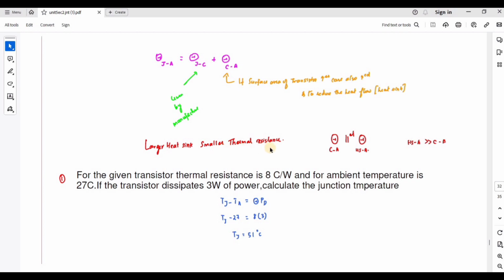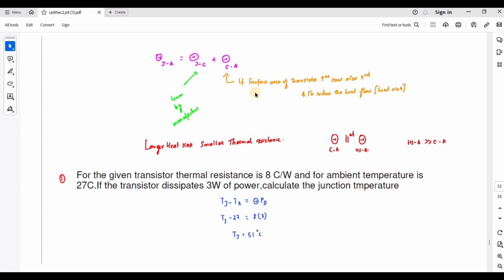So I can also write this formula as, instead of Ca, I can write Ca in parallel with Hs of A. Usually the Hs of A is always smaller than C of A, so this Hs of A gets cancelled out. Otherwise you have to write Ca in parallel with Hs of A.